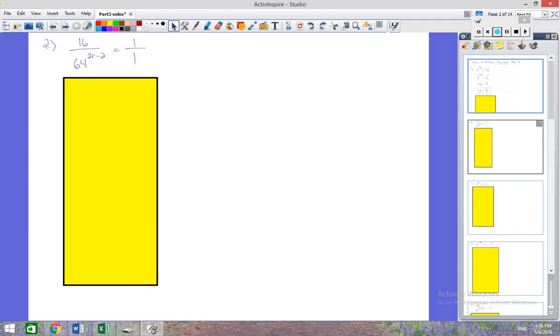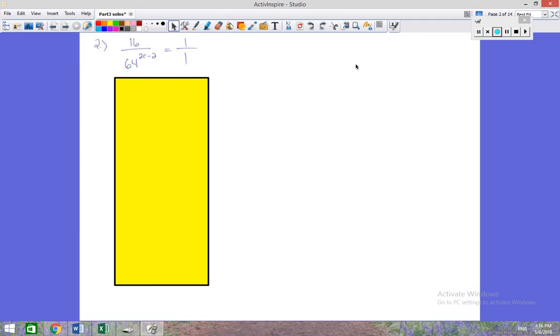Alright, so let's go to the next one. Now this one, we're going to try and do it in the same way, but it is a little bit more complicated. On your paper it may have said equal 1, and I thought, well, hey, let's make this a proportion. And one technique to solve a proportion is to cross multiply. That way, after my first step, I won't have a fraction anymore.